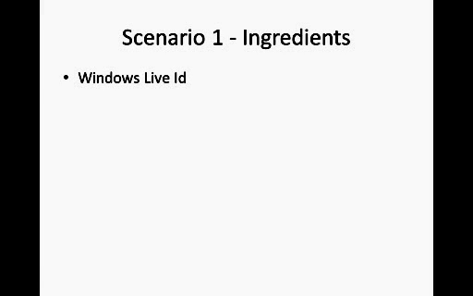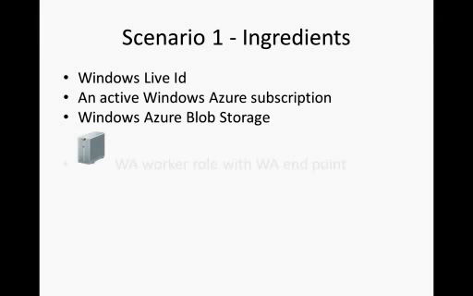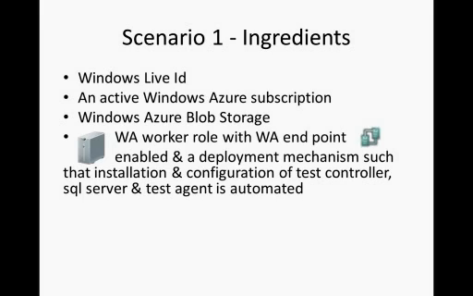So what are the exact ingredients to get scenario 1 working? We definitely need a Windows Live ID to register our Windows Azure subscription. An active Windows Azure subscription is, yes, required. We would make use of the Windows Azure blob storage. We definitely need a worker role with Windows Azure endpoint enabled and a deployment mechanism such that the installation and configuration of the test controller, SQL Server, and test agent is automated. If it's not automated, it's a manual process. You don't save time. There's no goodness.